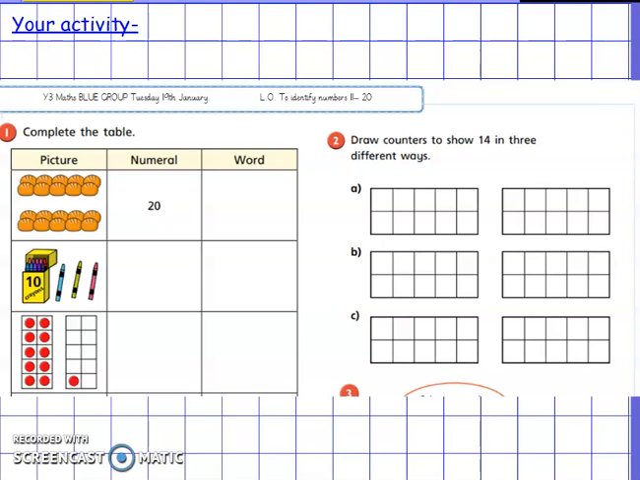If you're in blue group, you've got an activity working on numbers and using pictures to represent numbers.